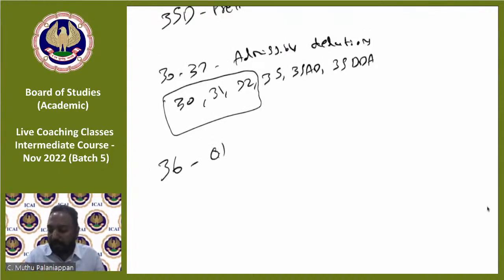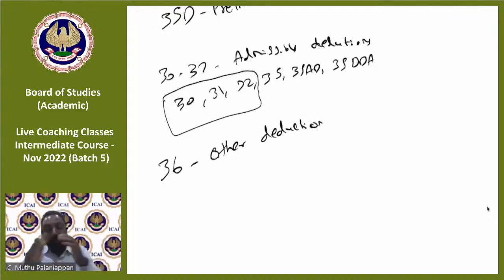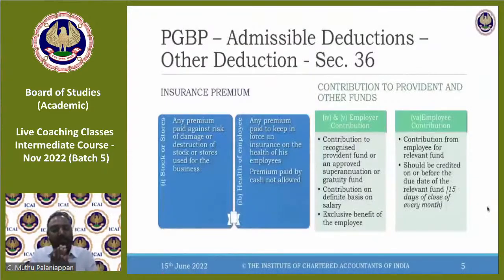36 is called other deductions. That is, other permissible deductions. Whatever we have not discussed till now from 30 to 35 DDA, we are going to discuss in 36. The first thing that we are going to discuss in 36 is insurance premium.